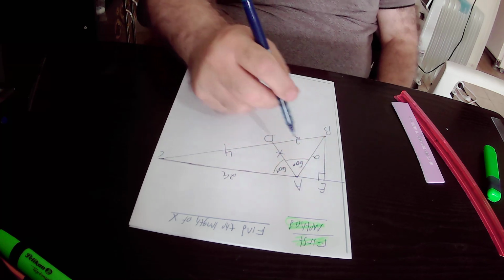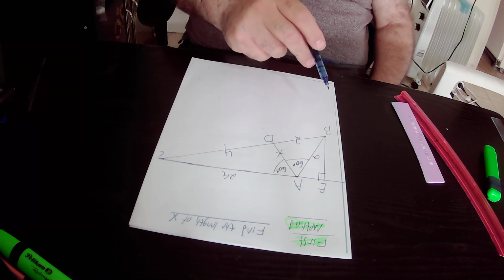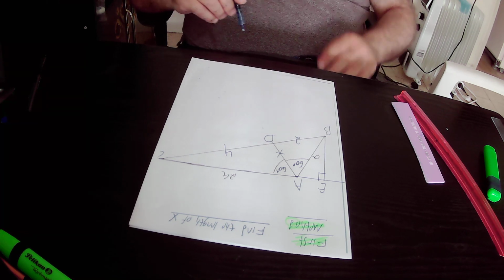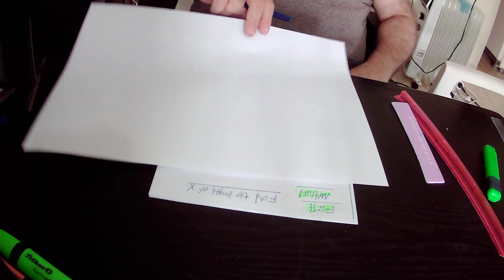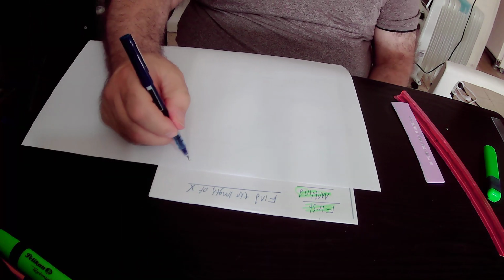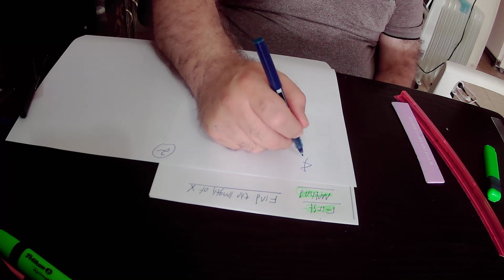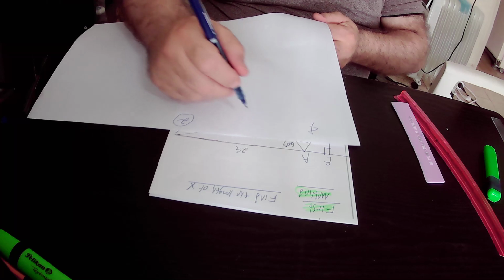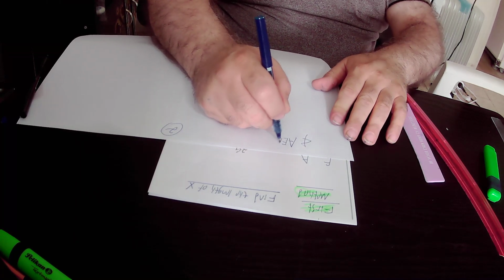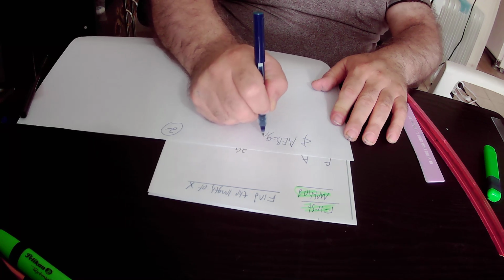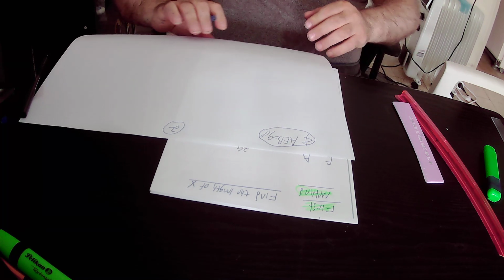I repeat again that angle AEB is equal to 90 degrees according to our construction. So I'll write it down here: angle AEB is equal to 90 degrees according to our construction. Okay.